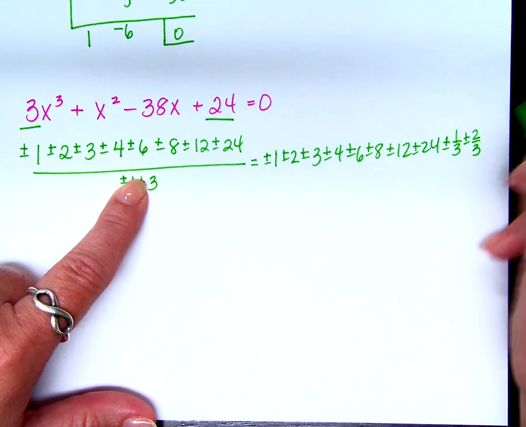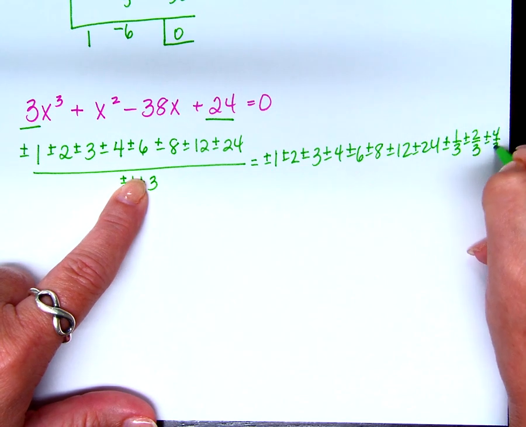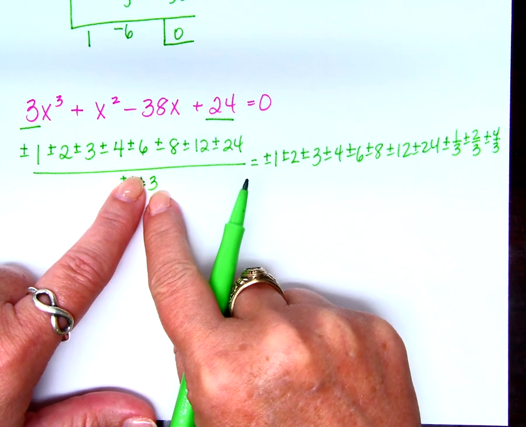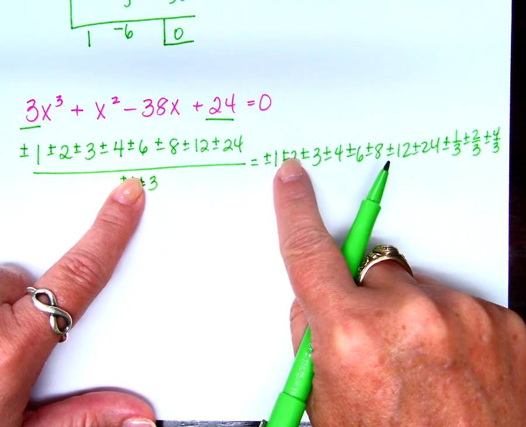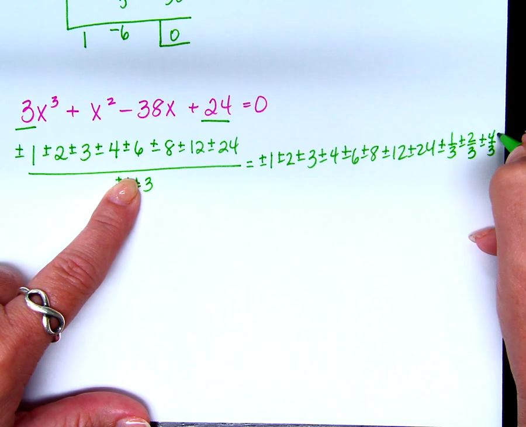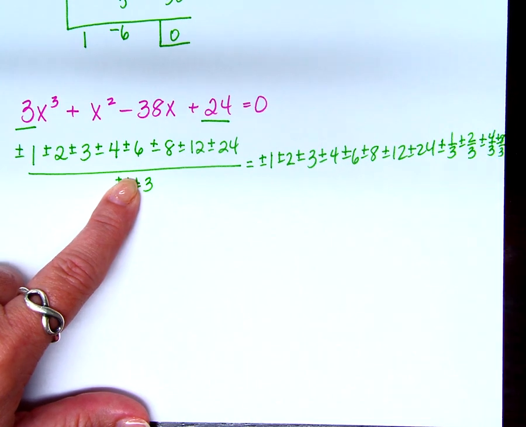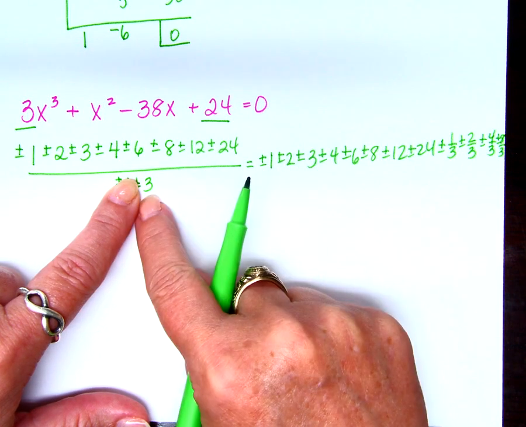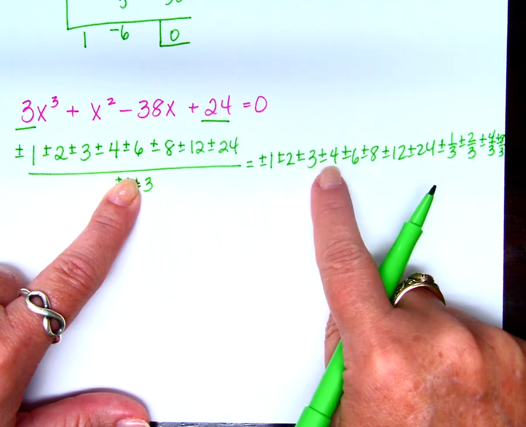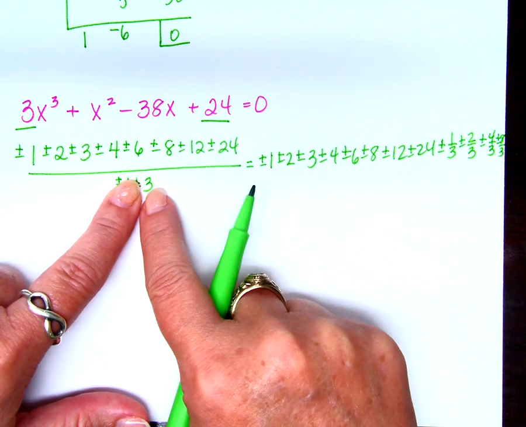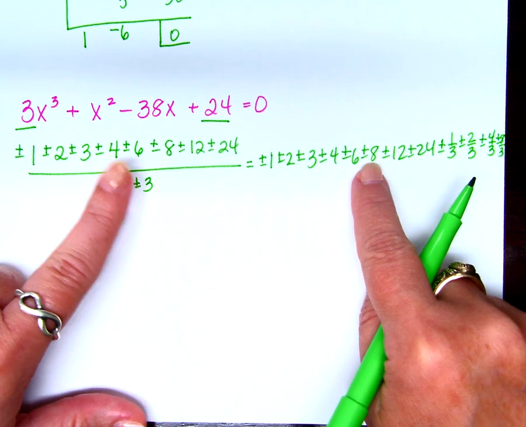4 divided by 3? 4/3. 6 divided by 3? 2, I already have that. 8 divided by 3? Oh, I'm running out of room. 12 divided by 3? 4, I already have it, right? And 24 divided by 3? 8. I already have it.